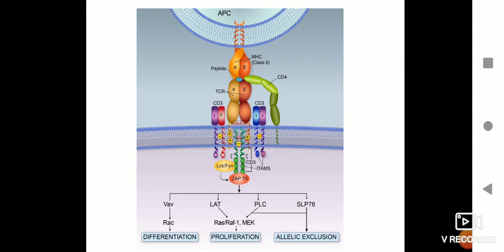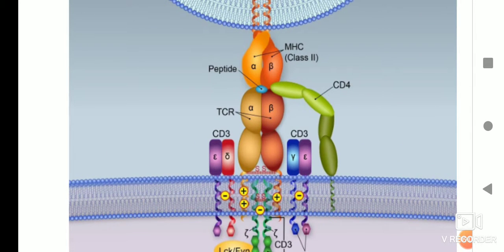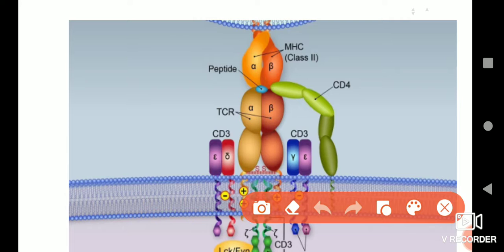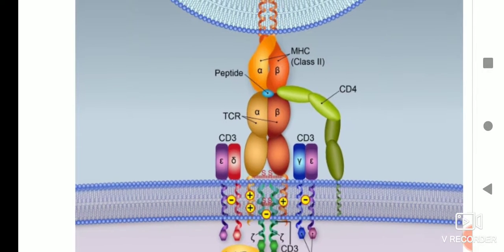Now you can see here in the center what you are seeing are the major chains of the T cell receptor. In this example, we have shown the alpha beta T cell receptor, and on both sides you can see the CD3, which is a co-receptor, and CD4, which is also a co-receptor. CD4 interacts with the MHC molecule when TCR binds to the MHC antigen complex. So this is the structure of a T cell receptor.